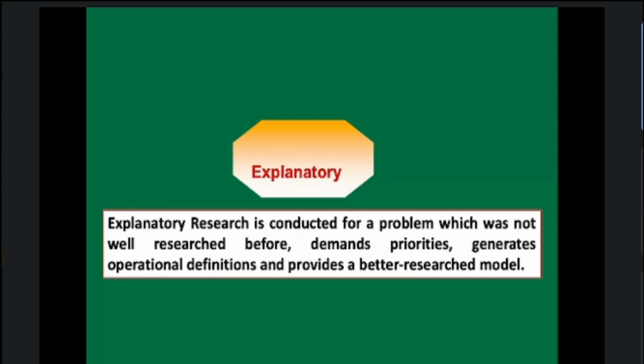Explanatory is definitely suitable for PhD as well as masters. It is conducted for a problem which is not well researched before. So that's what you will do. Most of the time you do literature review of different parts of the world, and then when you zoom into your country context, you will say that even though many researchers have done the study, in my country it's not really researched a lot. So this is explanatory kind of research. You would like to develop a better model than the models available now. Okay. This is very suitable. Many of you are using that.